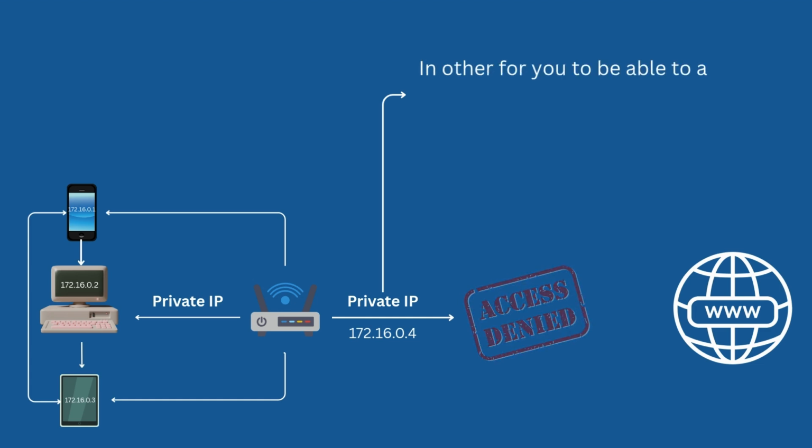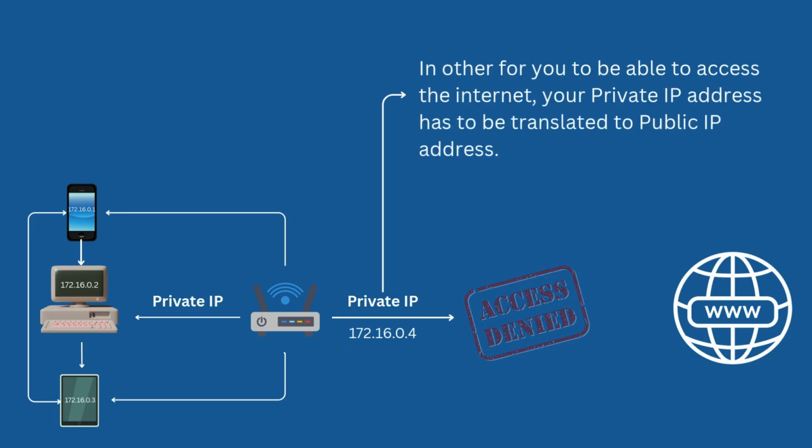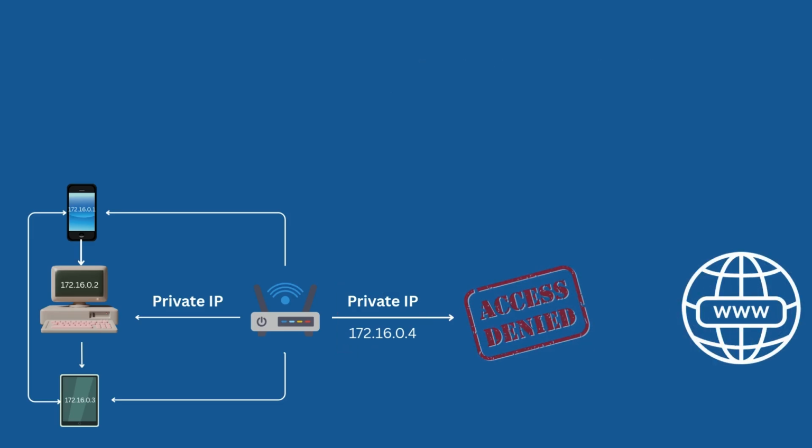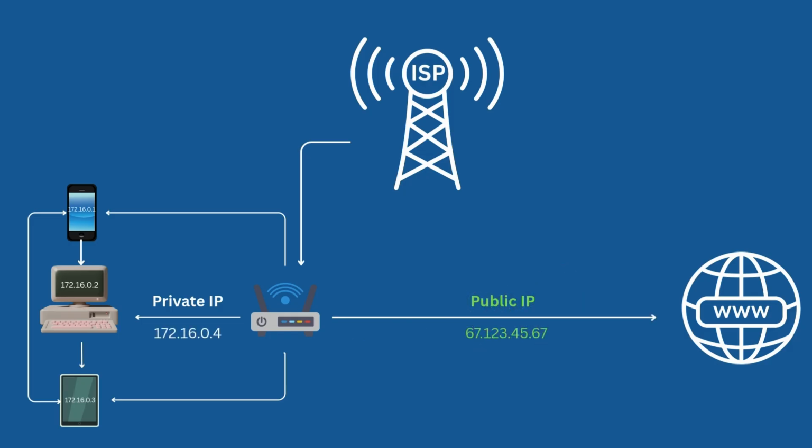In order for you to be able to access the internet, your private IP address has to be translated to a public IP address. When you order internet service from internet service providers, they assign your device or router a public IP address which you can use to access the World Wide Web. Your private IP address is being translated into a public IP address that the internet recognizes.